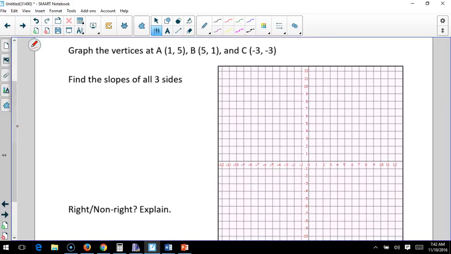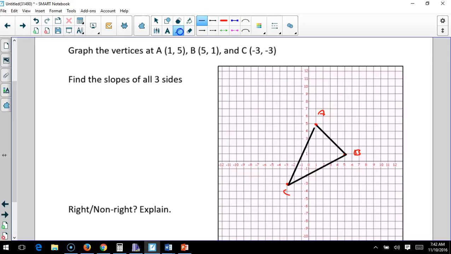This is the right triangle. Well, let's see. 1, 5, 5, 1, and -3, -3. So A, B, C. Let's draw it. Well, it looks kind of right at B, but how do we know?